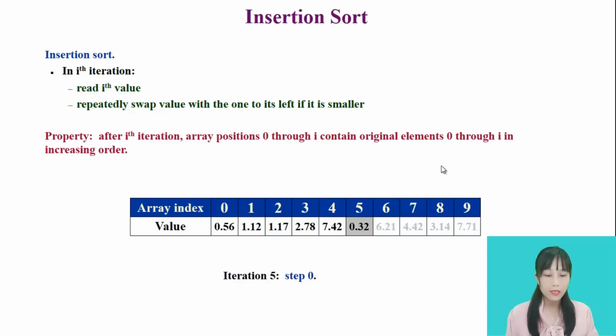Iteration 5, 0.32. I noticed that 7.42 is greater than 0.32. I will swap it. So now 0.32 came in front of 7.42. Step 1, 2.78 and 0.32. I will swap it.